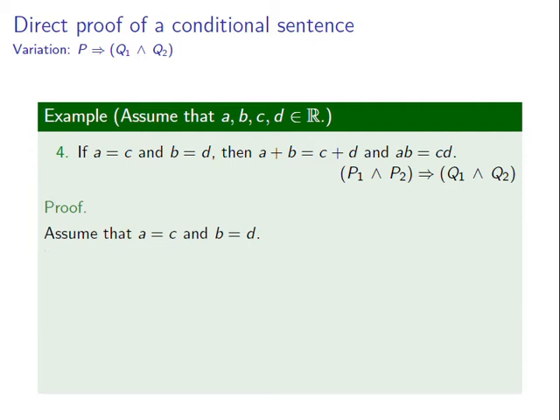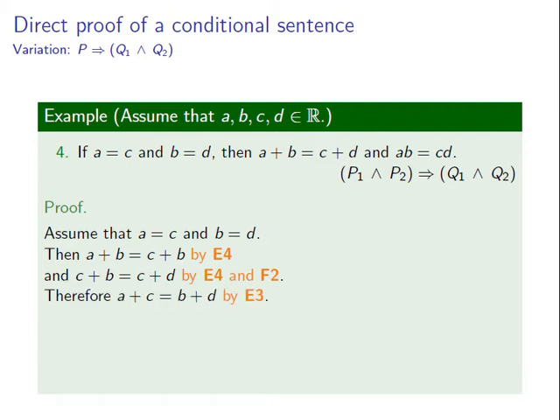Assume that A equals C and B equals D. Applying the addition property of equality to the statement A equals C gives us A plus B equals C plus B, and applying it to B equals D together with the commutative property of addition gives us C plus B equals C plus D. Hence, by the transitive property of equality, A plus B equals C plus D. This completes the first part of the proof.